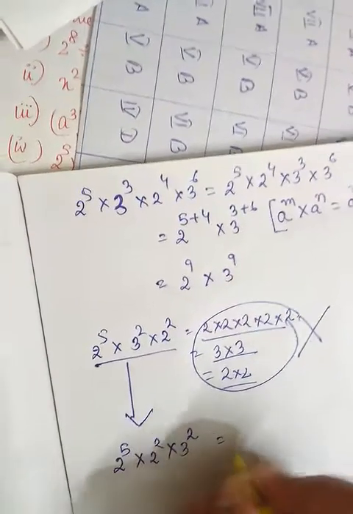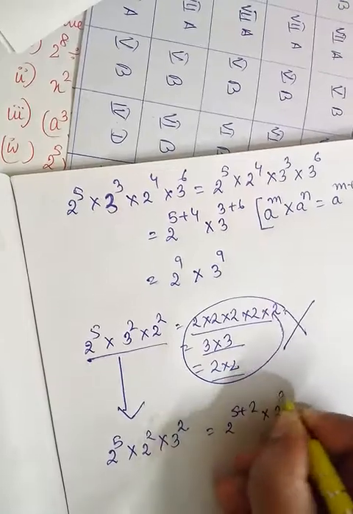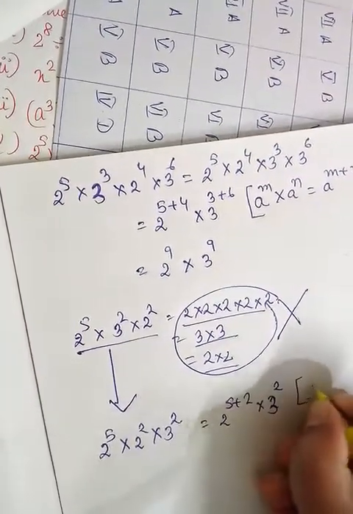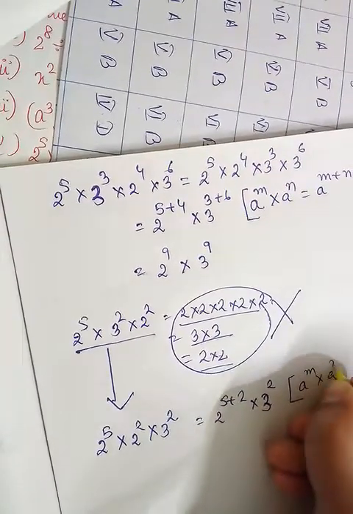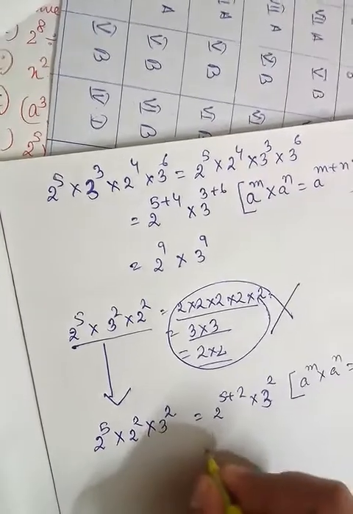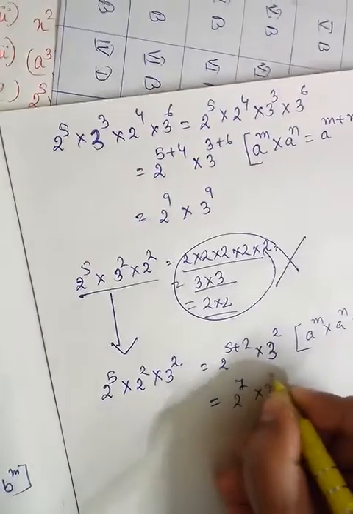First you will use the laws. So it will be 5 plus 2 into 3 square. Now you will write the reason. What is the reason? The reason is a to the power m into a to the power n is equals to a to the power m plus n. Then you will write 2 to the power 7 into 3 square.